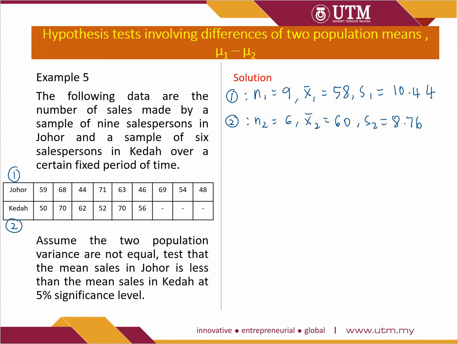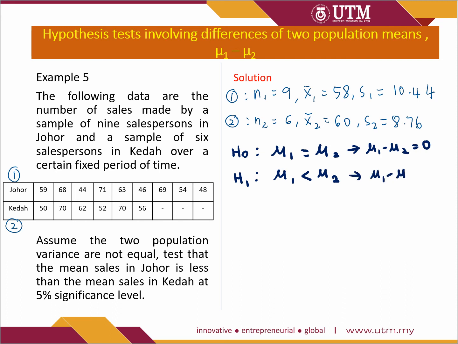So now is to identify the hypothesis. The null hypothesis for this case is that the mean from Johor is equal to the mean from Kedah. And the claim is that the mean in Johor is less than the mean in Kedah. You can also write it as mu1 minus mu2 equals 0. Meanwhile, the alternative hypothesis will be mu1 minus mu2 less than 0. So our 0 is our mu naught. Then we have to use the t-test.